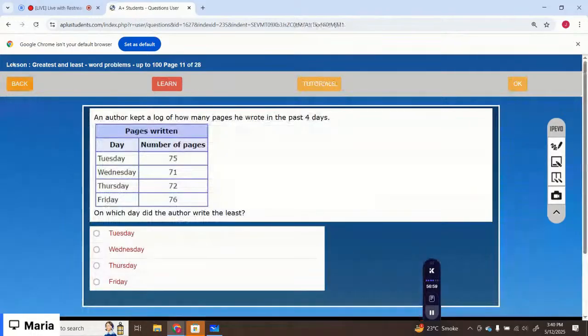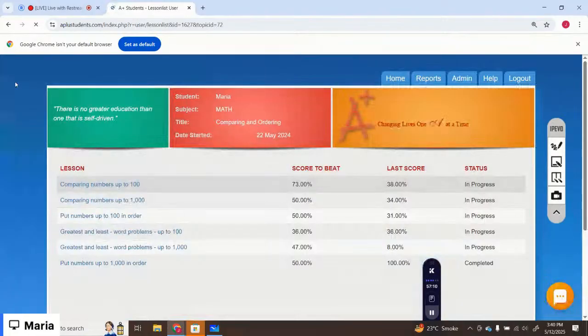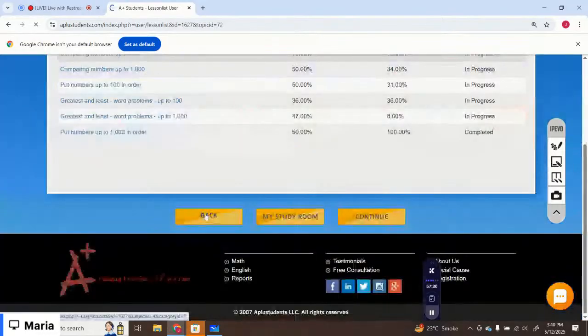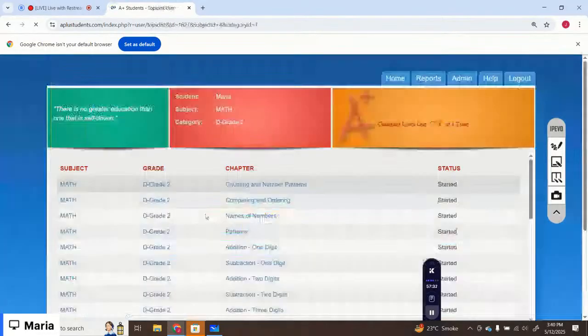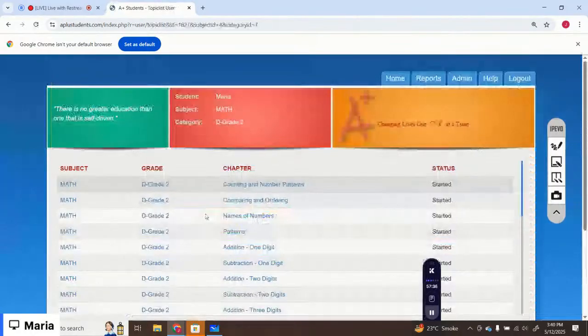Okay, you can complete the lesson by yourself later today. So we'll be working on grade 2 math. Chapter 2 we're working on is comparing and ordering. The lessons are comparing numbers up to 100, comparing numbers up to 1000, put numbers up to 100 in order, greatest and least word problems up to 100. So please make sure before the next session you complete all the practice questions for the lesson. That is your homework until the next session.